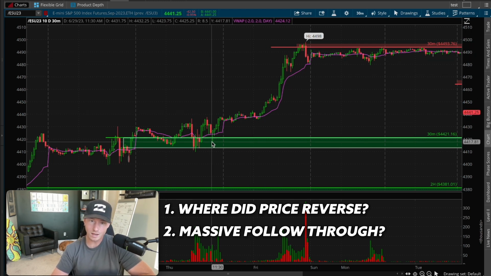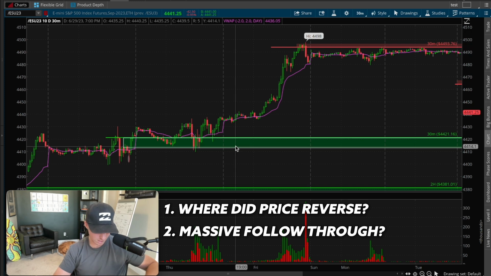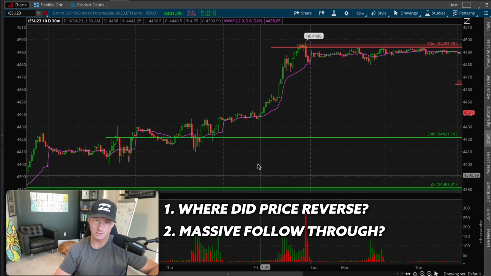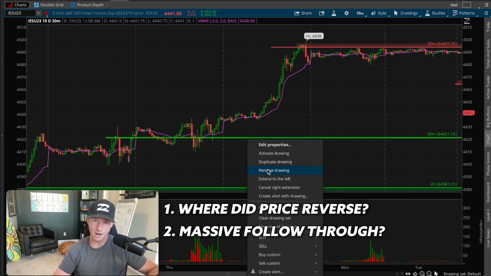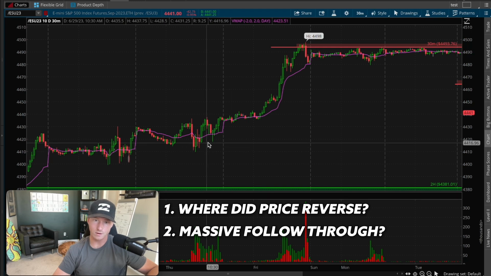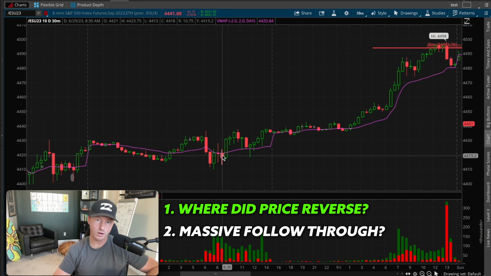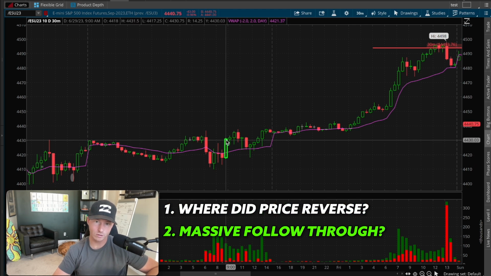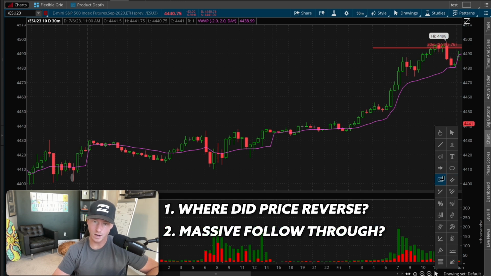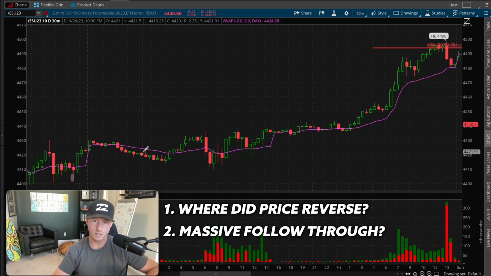So the way I actually drew this 30-minute demand zone is, let me actually delete this so you guys can see how this works. Again, we're on a 30-minute time frame, and I want to look for, let me zoom in so you guys can see better, where the price reversed, and I want to see good follow through. So we can see this isn't the most perfect demand zone, but obviously it ended up working out, and it made the most sense based on how price is trading to mark this demand zone.